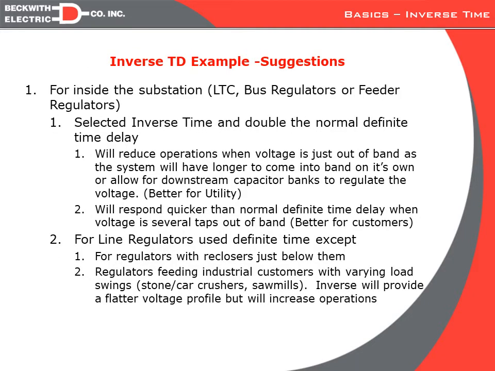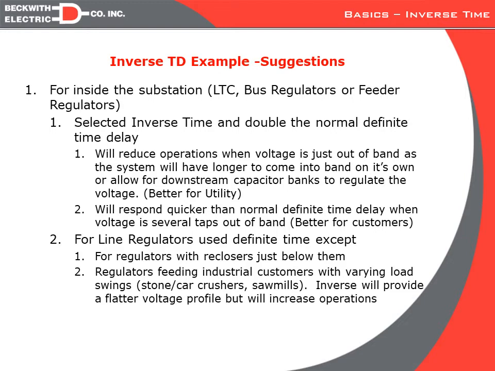So, what are the advantages, or when would we use the inverse time versus the definite time? If we have regulators inside the fence, whether it's regulators or LTCs, we can double our definite time delay, go inverse, and in theory we will reduce operations. Because if we take our normal time delay, say 30 seconds, and double it to 60, if we're just a little bit out of band to where the customers are not being negatively impacted, we're going to wait twice as long before we tap. That gives the system more time to settle in or for other downline devices to correct the voltage, therefore reducing the number of operations on our regulators or our LTCs.